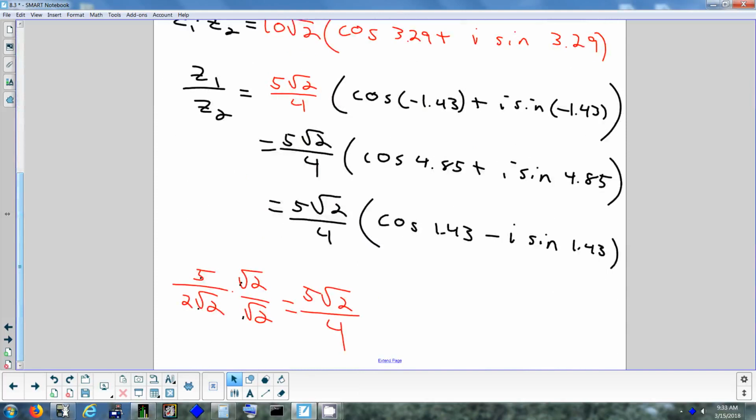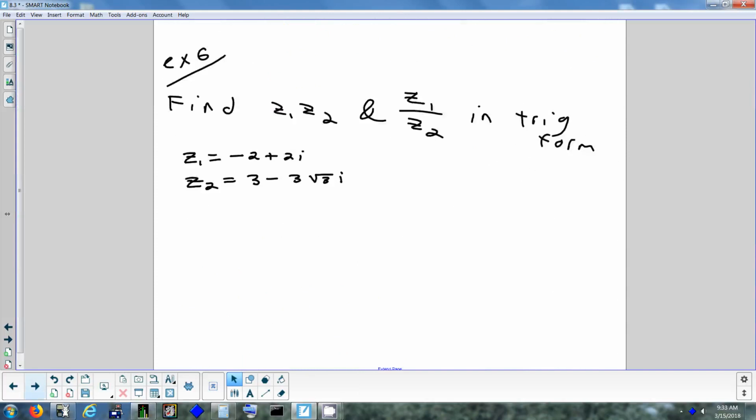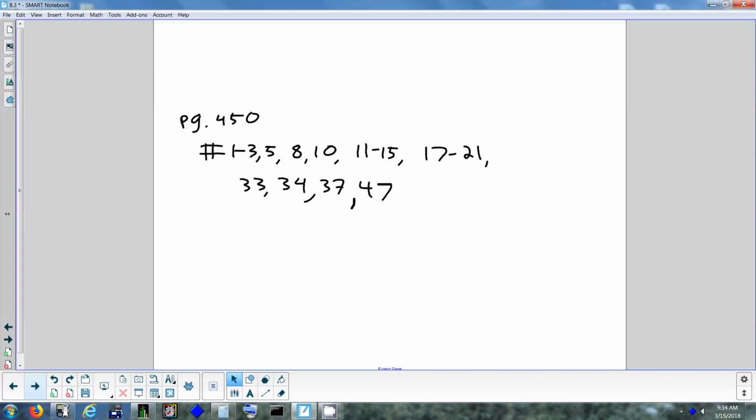Any questions on that one? So that's another one that's a little longer because now you have to change this and that to trig form yourself. We've already practiced changing to trig form. All right, so what I'm going to do is take a few questions off that, because we're going to look at part of 8.4 with the 30 minutes we have left.